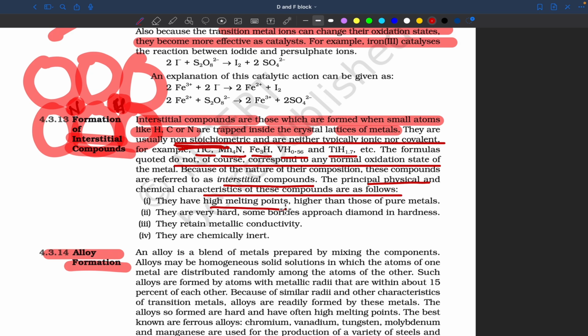They have high melting points, higher than those of pure metals. They are very hard. Some borides approach near to diamond toughness, hardness. They retain metallic conductivity. They are chemically inert.